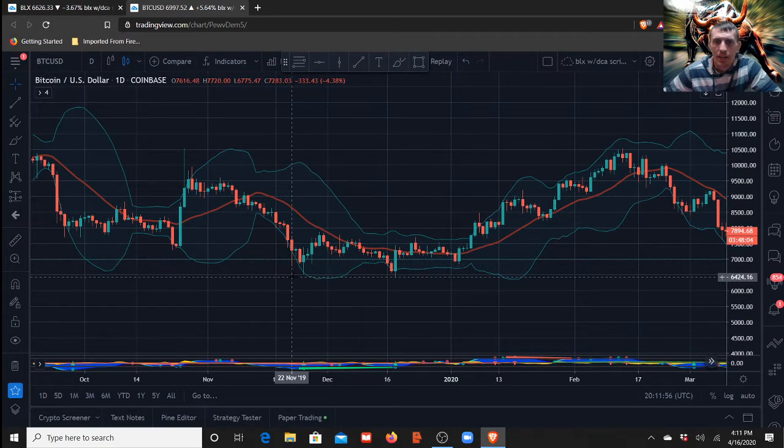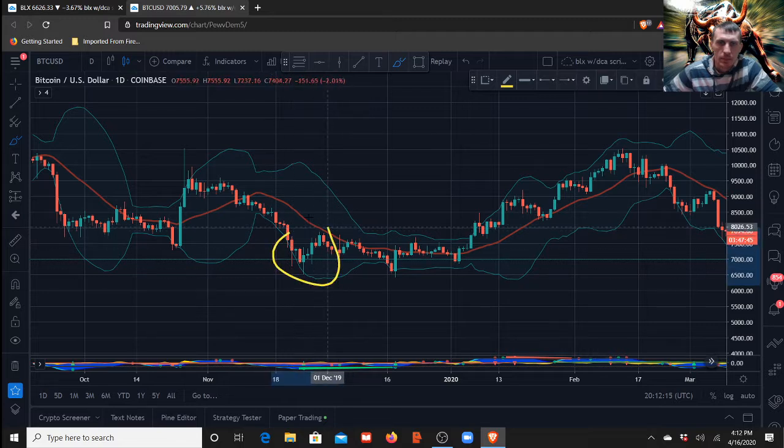We went outside of the bottom band. Okay, we ended up coming back in. We came down, hit the bottom band again, but stayed inside. We hit the bottom band again and stayed inside. Now what we're looking for is where we came outside of the band and then we tested it a couple times, and then you see the price action deviate away from the bottom band.